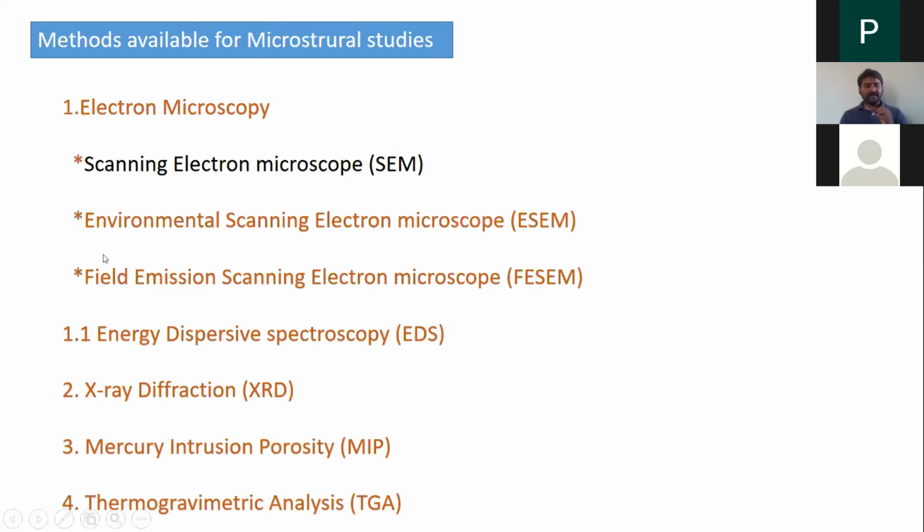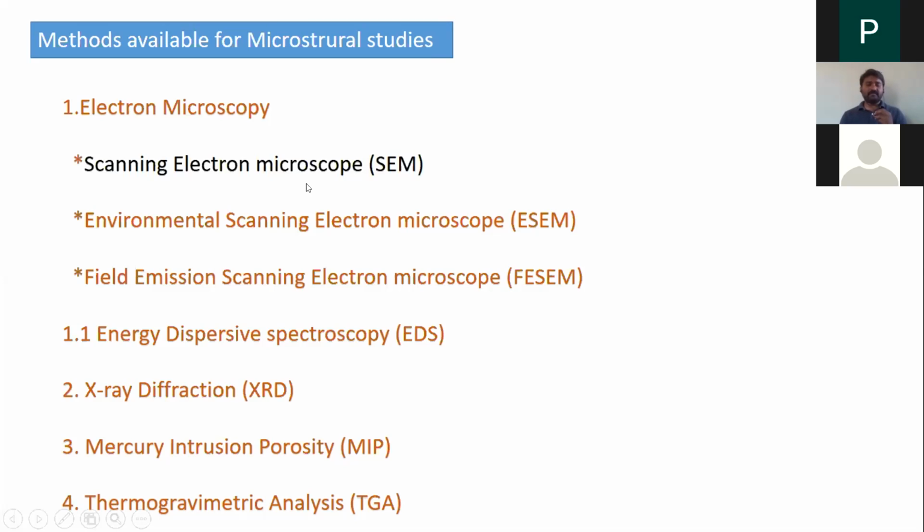There are other electron microscopies available. One is environmental scanning electron microscopy. Another one is field emission scanning electron microscopy. What is the difference between these two? In scanning electron microscopy, you can use only materials which are free from any surface moisture. If you have surface moisture, then you cannot observe anything in scanning electron microscopy. That's one of the disadvantages of the scanning electron microscope.